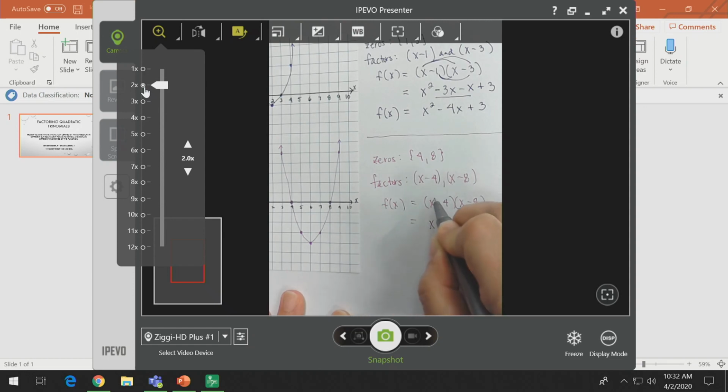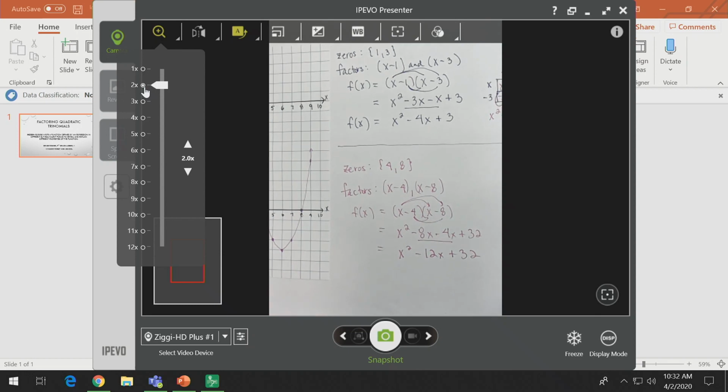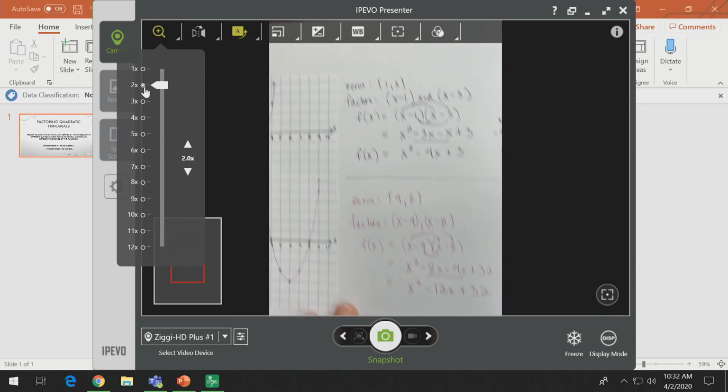So I'm just going to FOIL this. We get x squared minus 8x minus 4x plus 32. My like terms here combine to make negative 12x, and I'm left with 32. So that's sort of an introduction. I do want to show you 2 more examples of this because they will actually help us for when we get to what it is that we need to do.